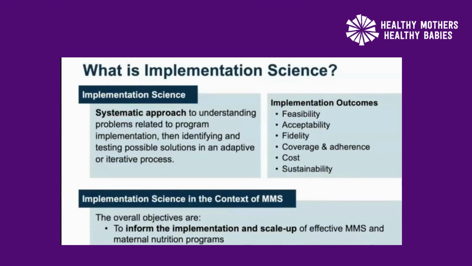Implementation science is a systematic approach to understanding problems related to program implementation, then identifying and testing possible solutions in an adaptive or iterative process to ensure effective and quality implementation of health interventions, strategies, and policies. Unlike clinical research, which measures health outcomes such as birth weight, implementation research examines implementation outcomes such as feasibility, coverage, cost effectiveness, equity, etc. The key question that gets answered is how much and how well the strategies optimize the intervention to improve MMS uptake and adherence.